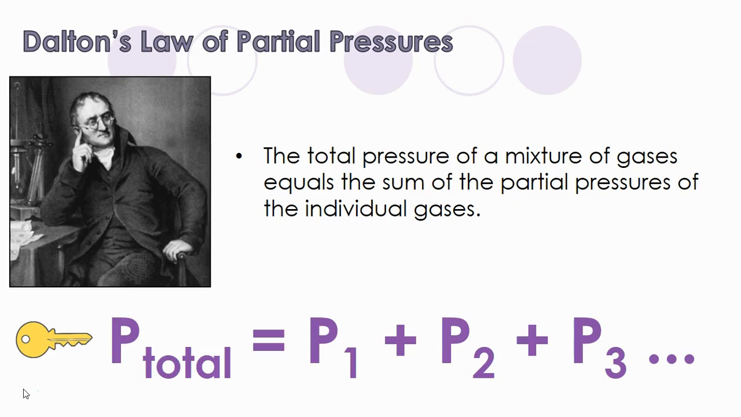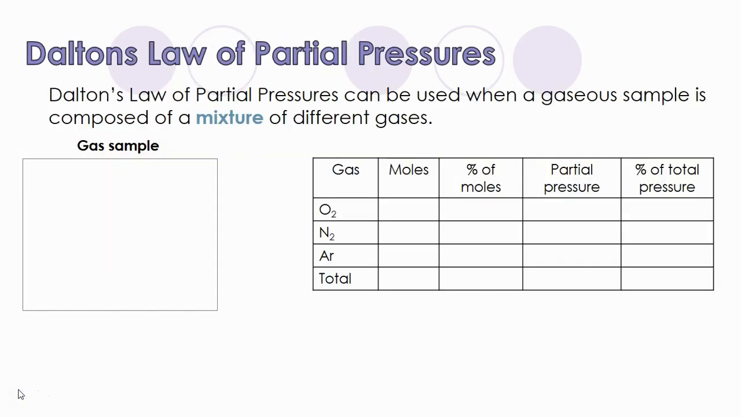So that's our first key idea. The total pressure is going to equal each partial pressure of different gases. All right, so I want you to write down this key idea and remember this formula for Dalton's law of partial pressure. Let's take a look at Dalton's law of partial pressure a little bit further.